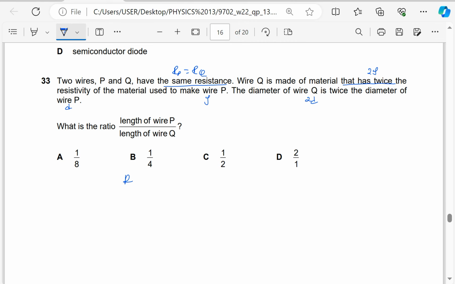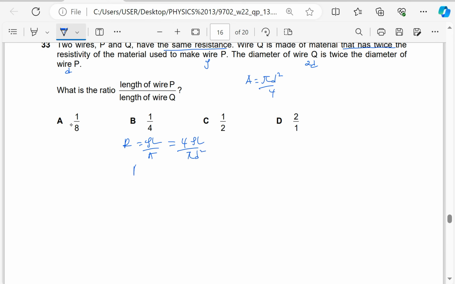So from resistance is equal to rho L over cross-sectional area. Area is pi d squared over 4. So the 4 goes up. So it becomes 4 rho L over pi d squared. So remember, resistance of P is the same as resistance of Q. So I'm going to just come up with the two equal equations.